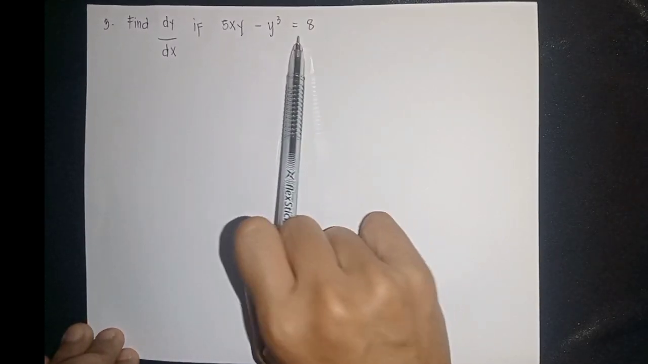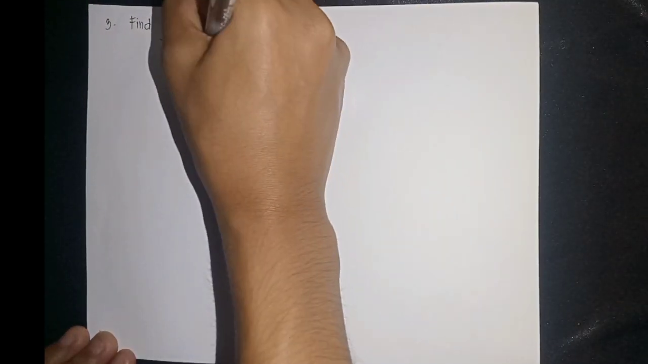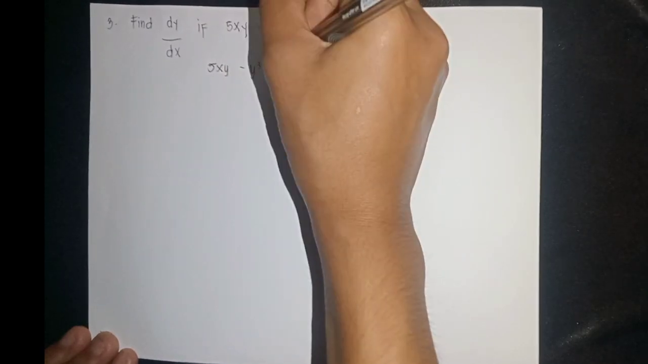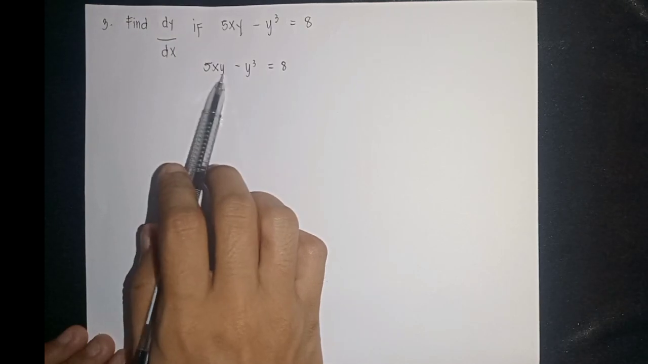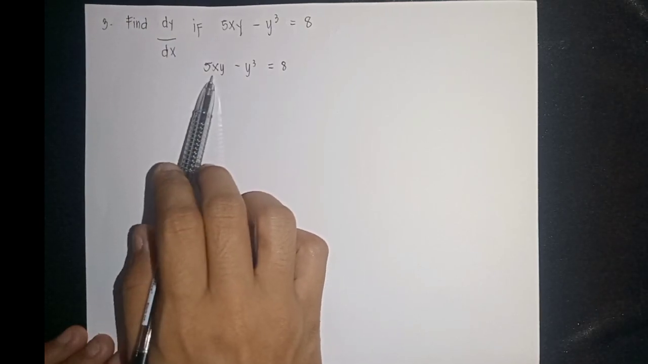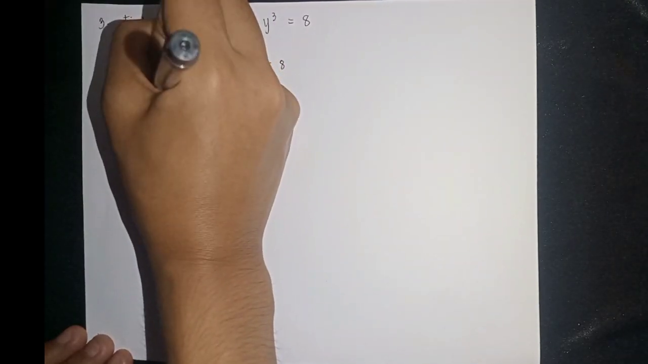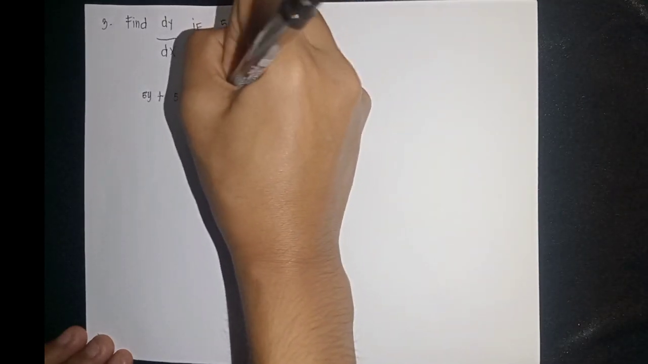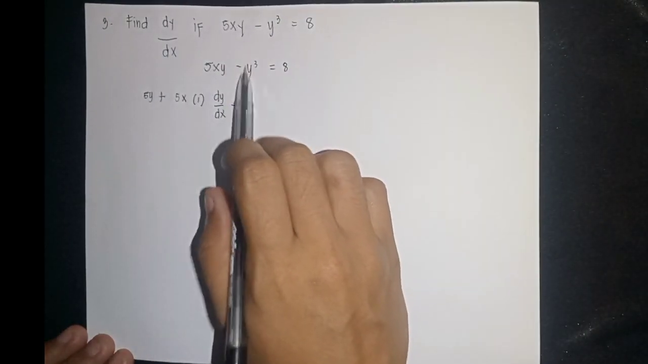The third problem: find the derivative of y with respect to x if 5xy minus y cubed is equal to 8. So first bring down the equation, and the equation is 5xy minus y cubed is equal to 8. And then let's differentiate this. So 5x and 5y is different. There are two variables in that one function or one number, which is 5.